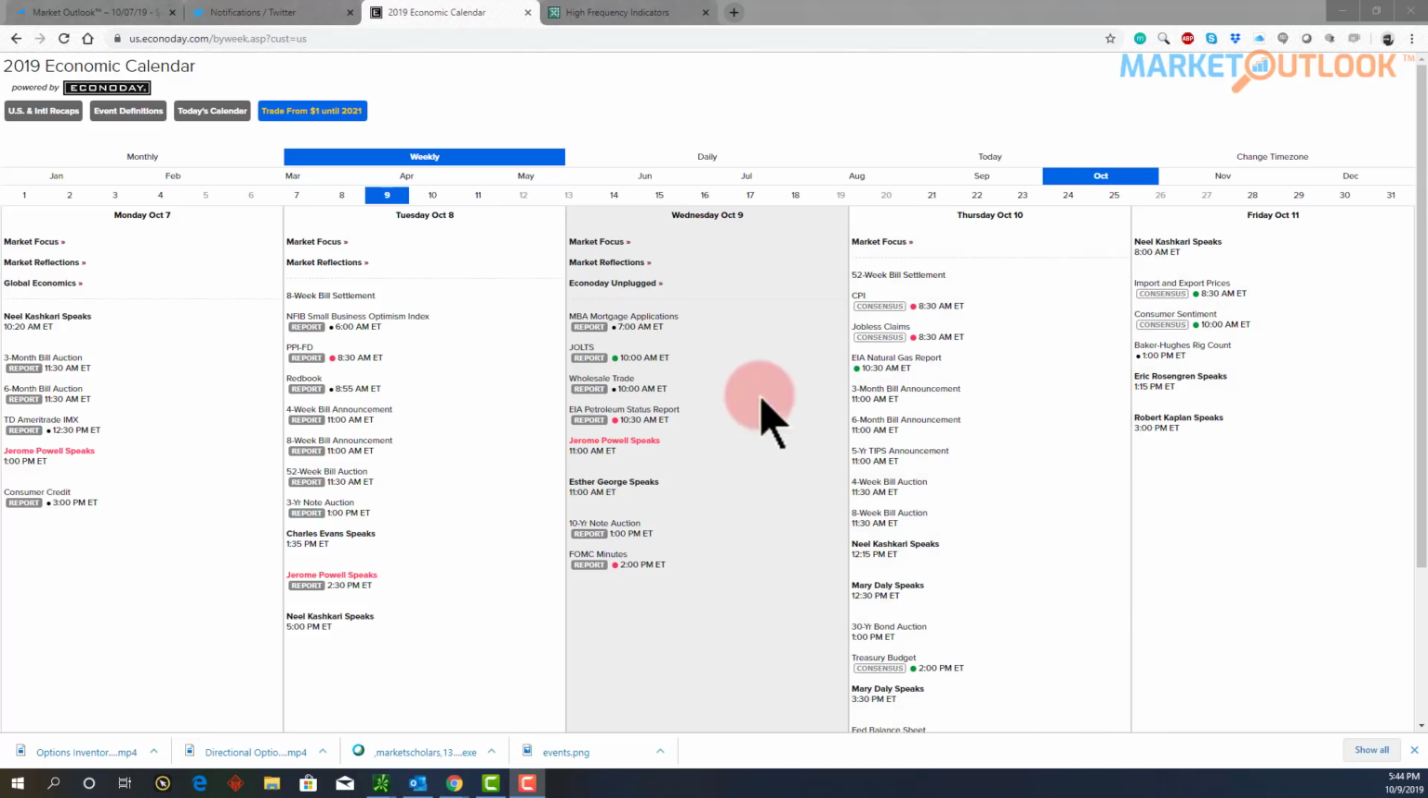From an economic calendar standpoint, we did have JOLTS coming out today, and the FOMC minutes. They really have had very, very little impact. It's all been trade expectations going forward. That's really what's been driving this market.